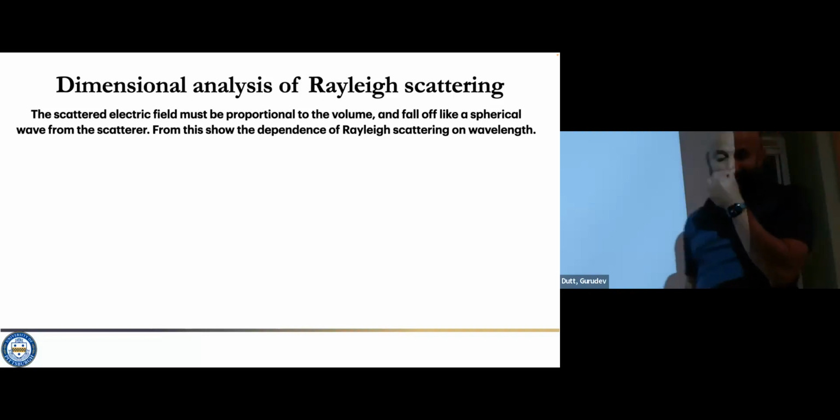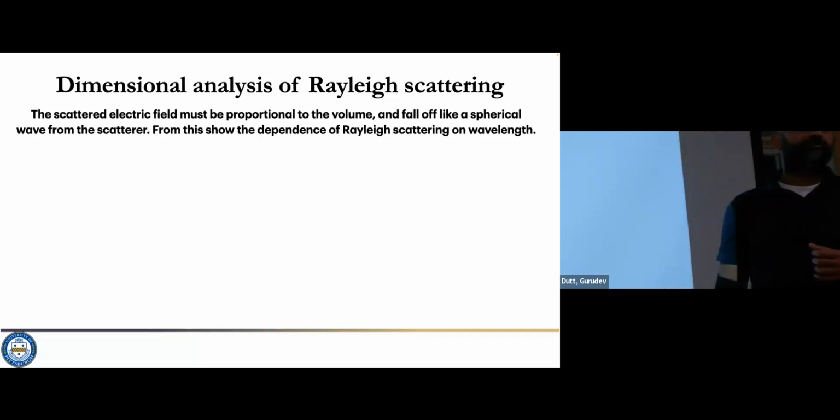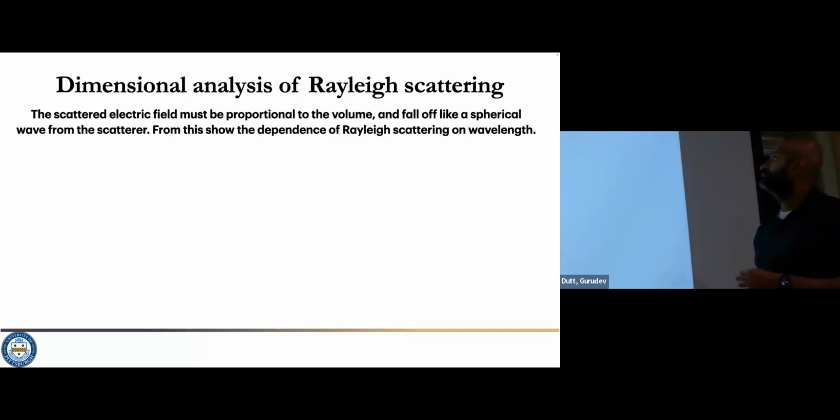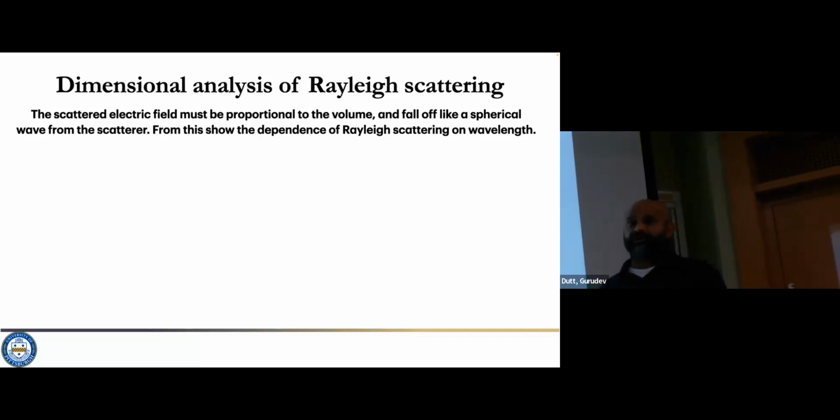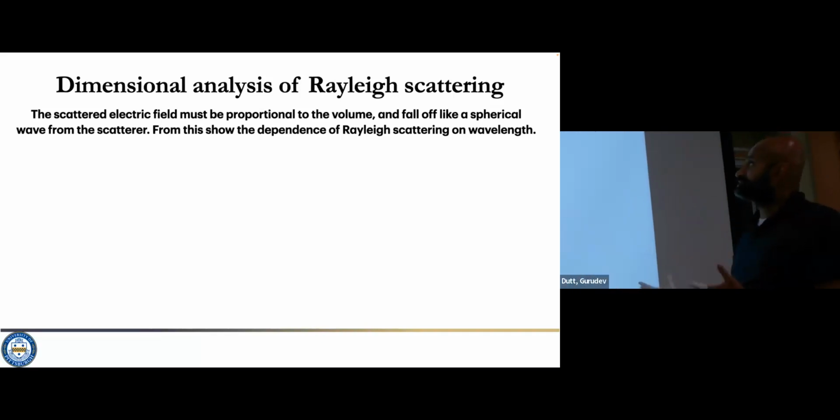Given that the scattered electric field must be proportional to the volume, and it must fall off like a spherical wave from the scatterer, these are the two facts that you know. Of course, if you have a bigger amount of material in the volume from which the scattering is happening, then there should be more scattering. And similarly, it must fall off like a spherical wave. We already showed what that dependence looks like: it's 1 over r. From these two, can we show the dependence of Rayleigh scattering on wavelength?